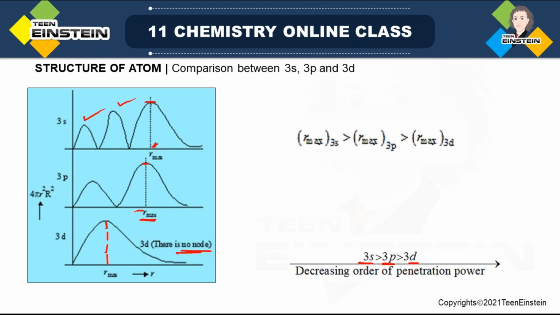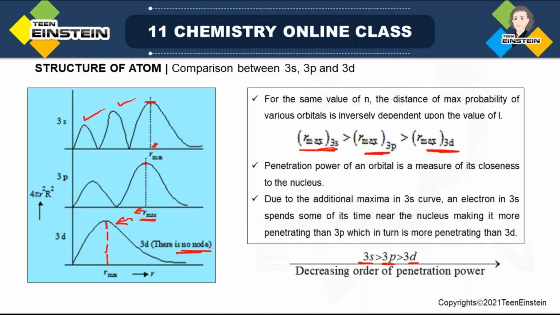For 3p it is shifting towards the left-hand side compared to 3s, and for 3d again it is shifting towards the left-hand side. That means R max for 3d is minimum, then it is 3p, and the maximum value is for 3s. So it proves that as R value is increasing from d to p to s, it is basically the proof that penetration power will be maximum for s orbital, then p, then d. Now it is not just for 3s, 3p, 3d, it is actually true for any s, p, d. Here we have taken 3s, 3p, 3d to understand this concept, but it is true for any s, p, d.